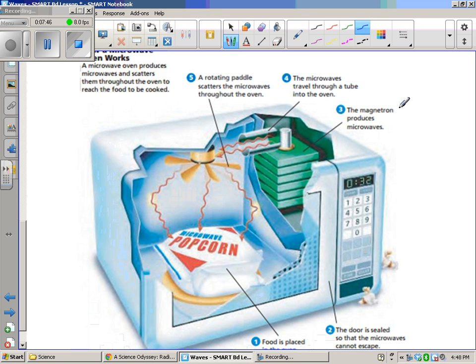Well, you have a magnetron that produces microwaves. And then the microwaves travel through a tube and into the oven. And then there's that paddle again that's trying to scatter those microwaves to try to cook your food evenly. You might also notice that some microwaves will have a turntable to help in cooking the food a little bit more evenly than a microwave that doesn't have a turntable at all.